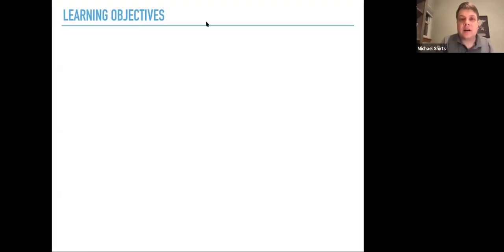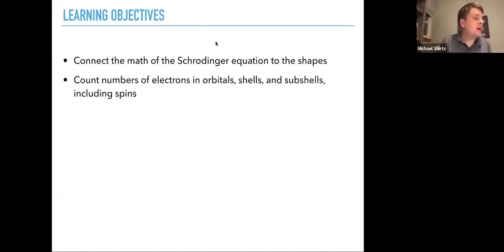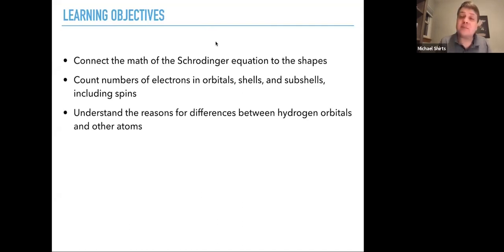Okay, the learning objectives for this segment are going to be: we're going to dig a little bit into the math when we start out and actually connect the math of the Schrödinger equation to the shapes of the orbitals that we see. Count the numbers of electrons in orbitals, shells, and subshells, including spins. Understand the reasons for differences between hydrogen orbitals and other atoms.